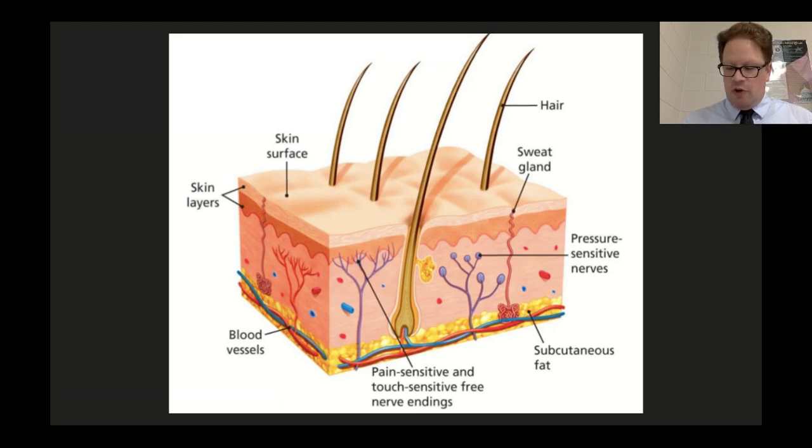Touch is also vital for healthy mental and physical development, as the lack of touch stimulation can actually stunt mental and motor development.